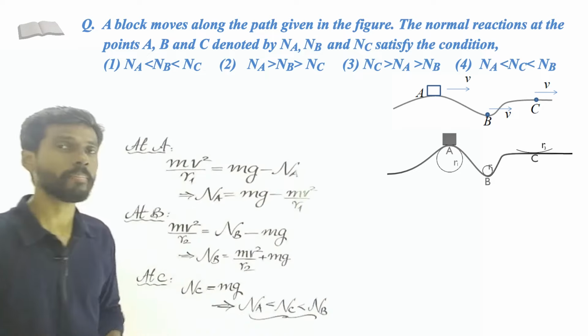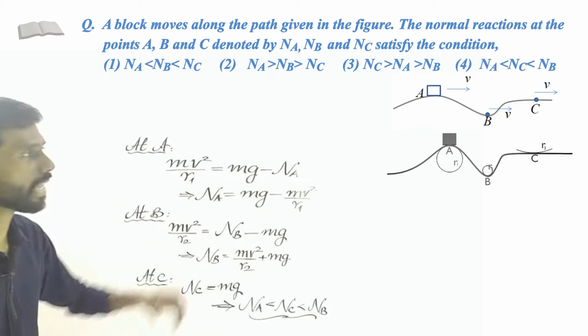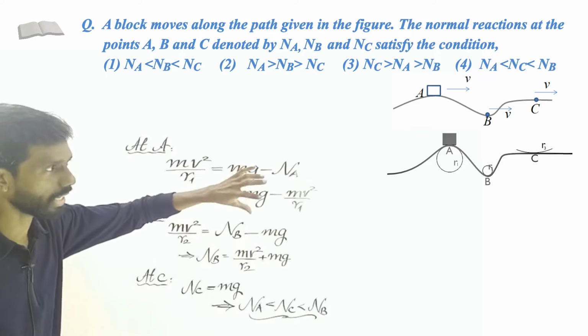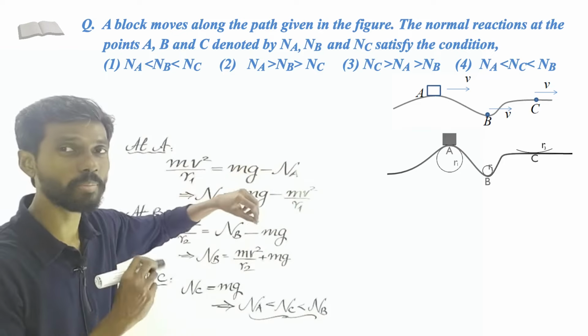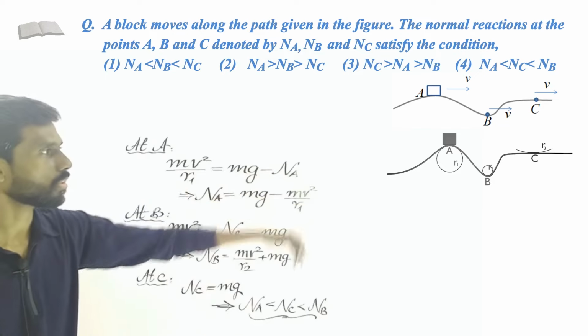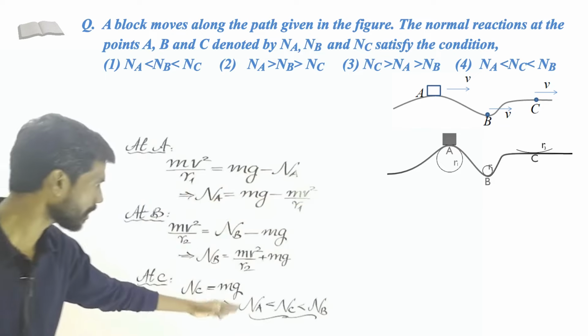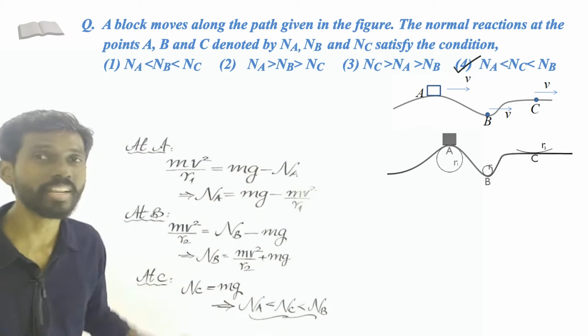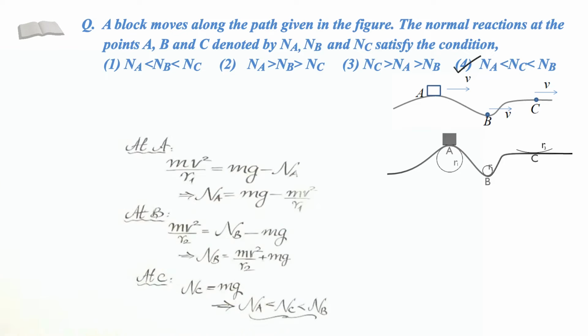So that means the normal reaction at the point A is the least. The radius of curvature is more at that point, so it has the least. Next one is C and then B. So this is the relation between the normal reactions at these 3 points.